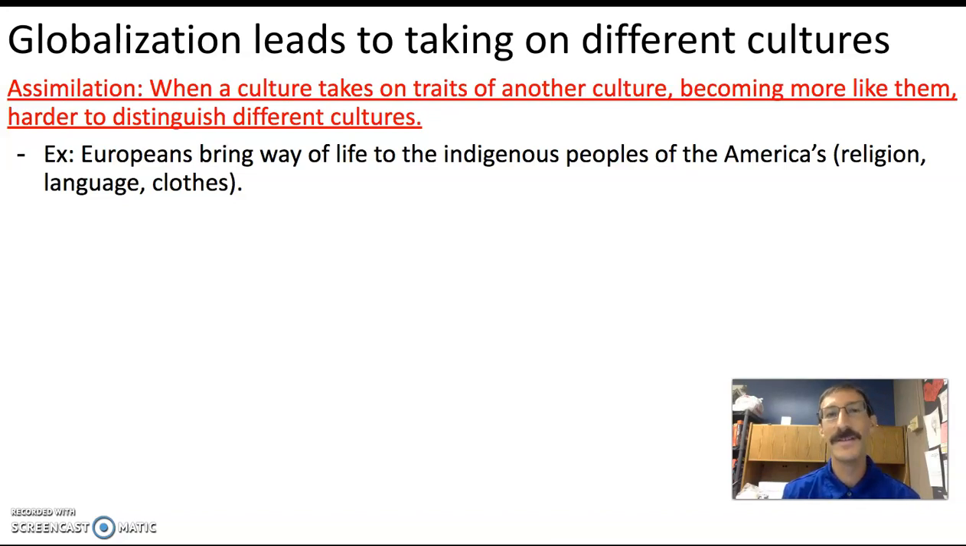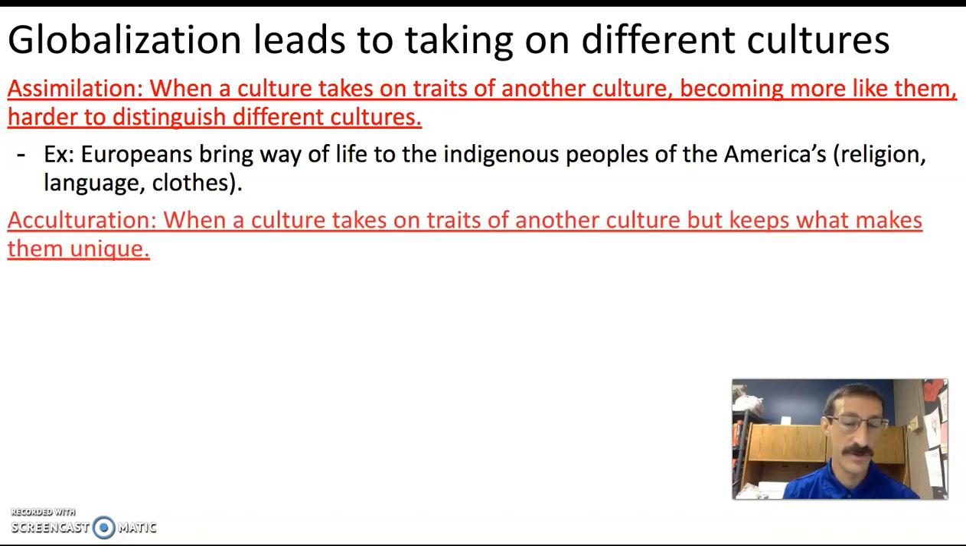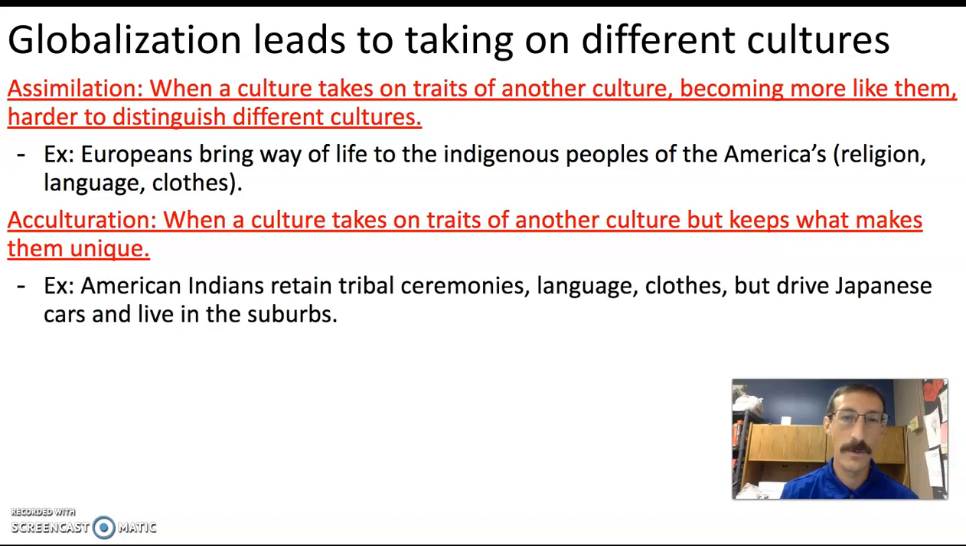Typically that gets assimilated either forcefully or voluntarily by the native or indigenous populations. As we know, it's more of a mixed bag, but in many cases it was voluntary, and over time it became more forced, depending on which cultures you're talking about specifically. Acculturation is when a culture takes on the traits of another culture but keeps what makes them unique. They take on certain aspects of a culture, but they still retain their own unique folk culture. This is something we come back to in Chapter 4 when we talk about the idea of culture itself.